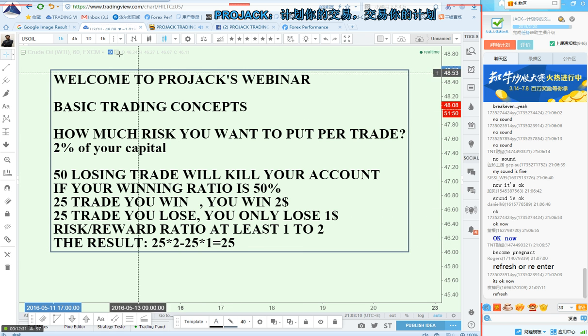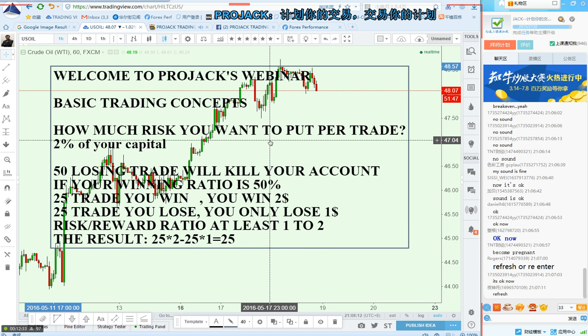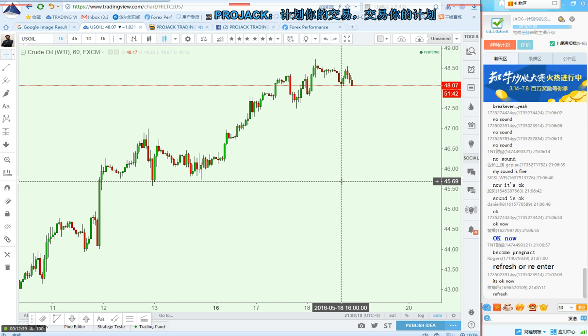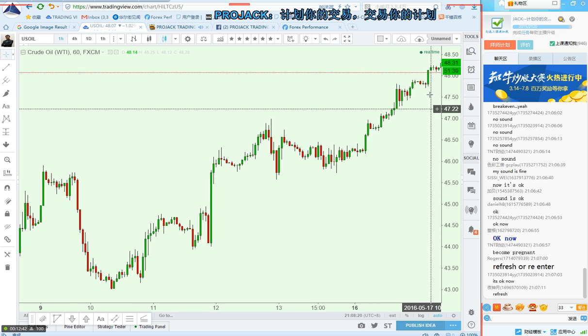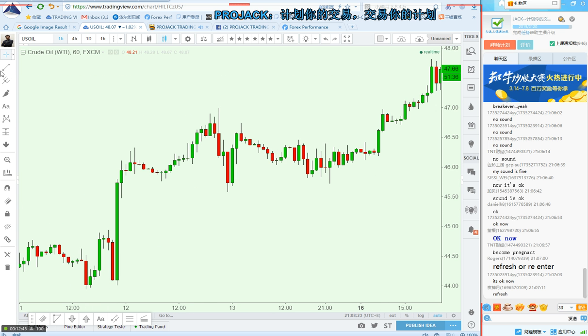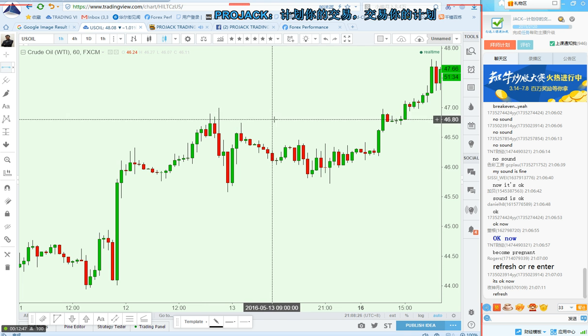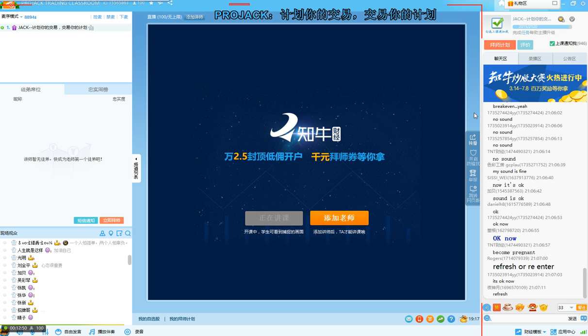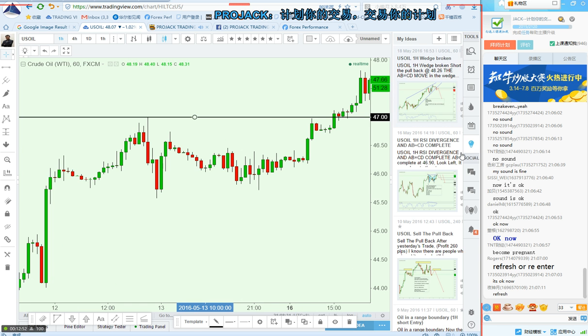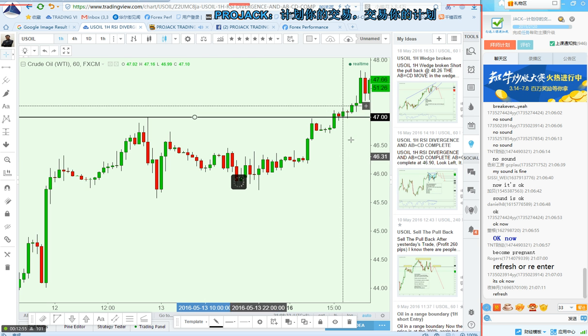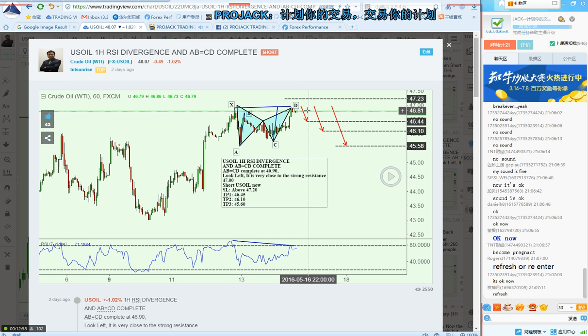I'll give you an example. Previously, just two days ago, I shorted oil here, the ABCD move. I don't know whether you guys can see my chart. This is the chart I put in. I put a sell on the oil, sold at 46.90-something. This is my stop loss, 47.23, so it's around 40 pips, maximum 50 pips.